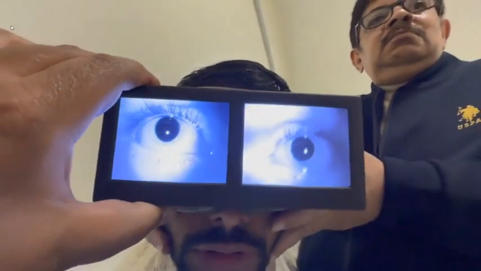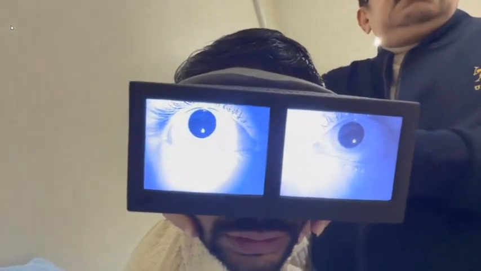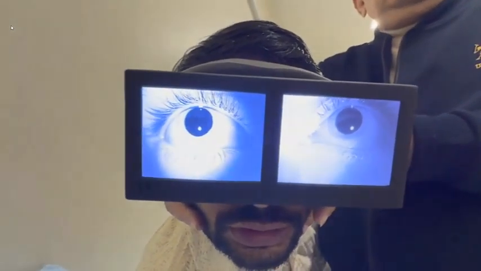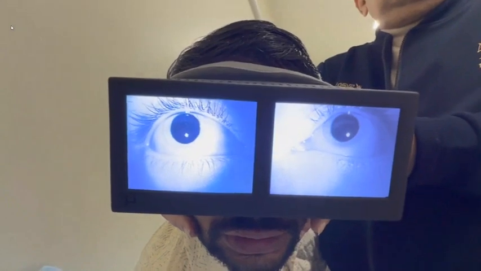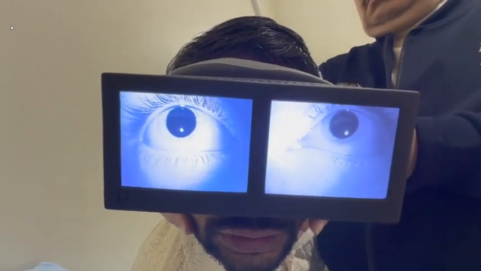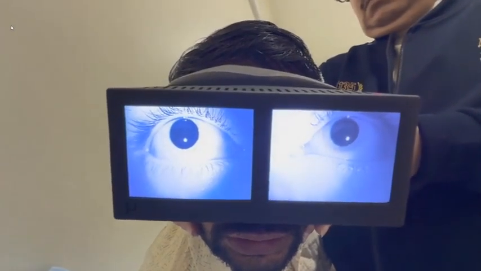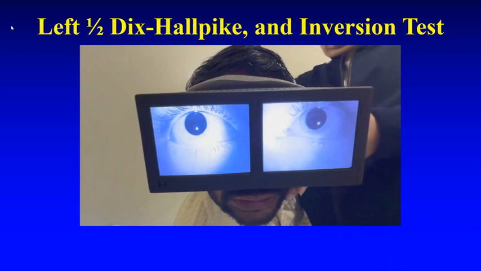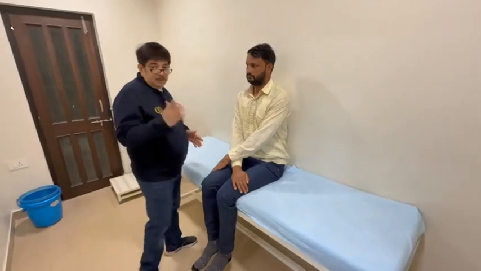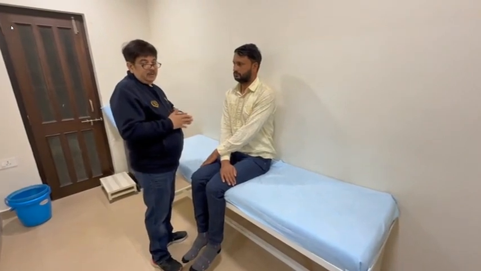Once a diagnosis of posterior semicircular cupulolithiasis is made, what is to be done next? The Bascule maneuver. Here, the patient is seated in short sitting. Start the Bascule maneuver like this. The patient has left-sided posterior semicircular cupulolithiasis.